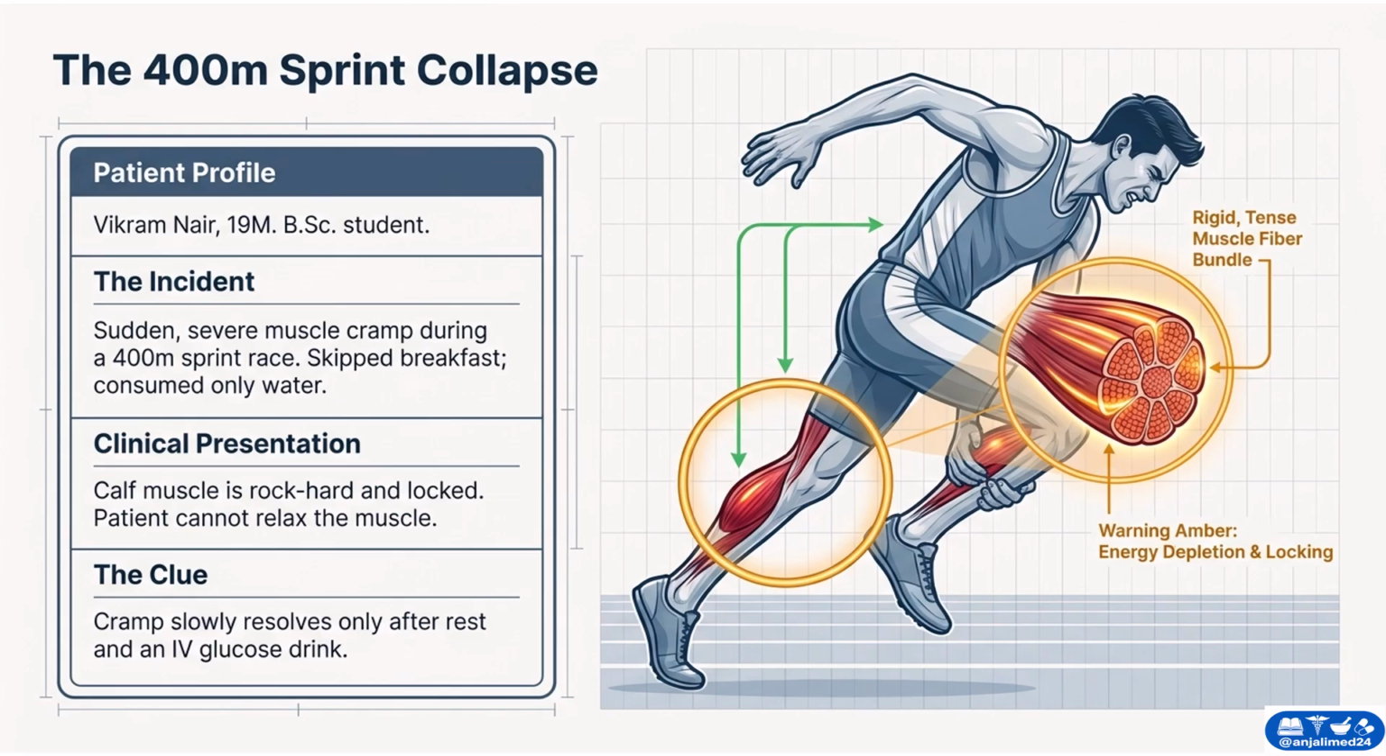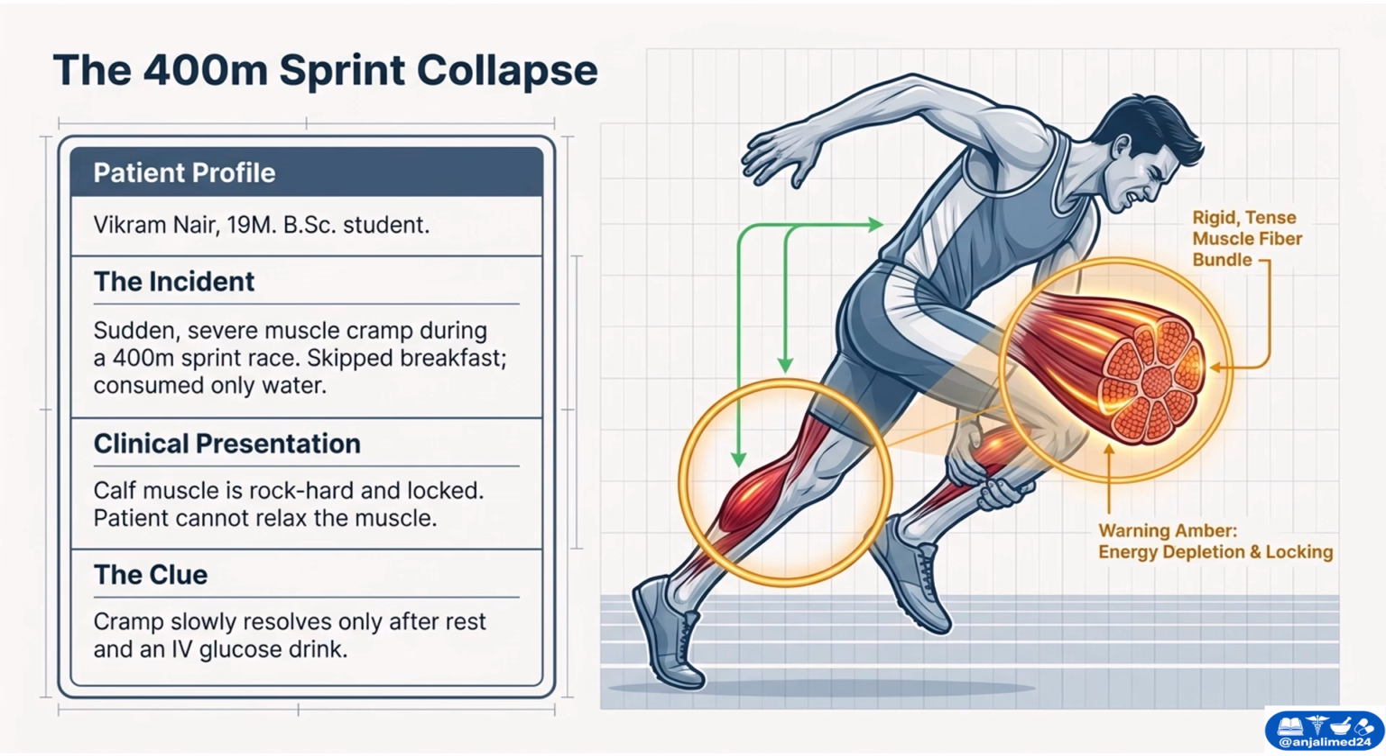An important clue in the history is that he skipped breakfast and consumed only water before the event. Soon after sprinting, his calf muscles become rock hard, painful, and locked in contraction. He is unable to relax the muscle. The cramp slowly resolves only after rest and the administration of glucose-containing fluids.